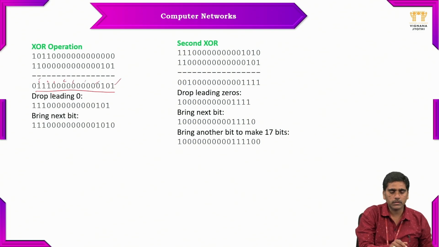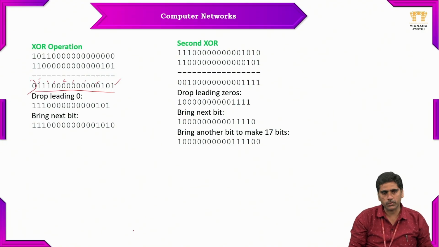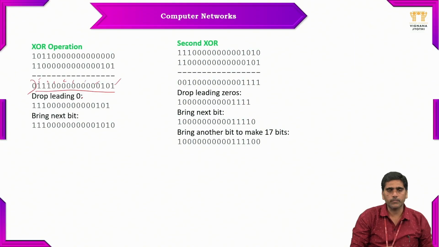After all these bits, you can see the left bit is what? 0. So drop the leading 0. When the left bit is 0, drop the leading 0. When the left bit is 1, perform XOR one more time. So now the 0 will be dropped. After dropping the 0, the bits will be like this: 111, 000, 000, 000, 0101. Now this is the result after dropping the leading 0.